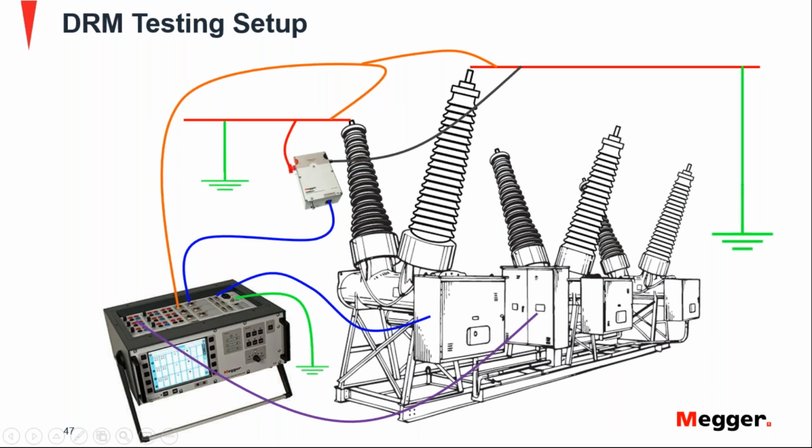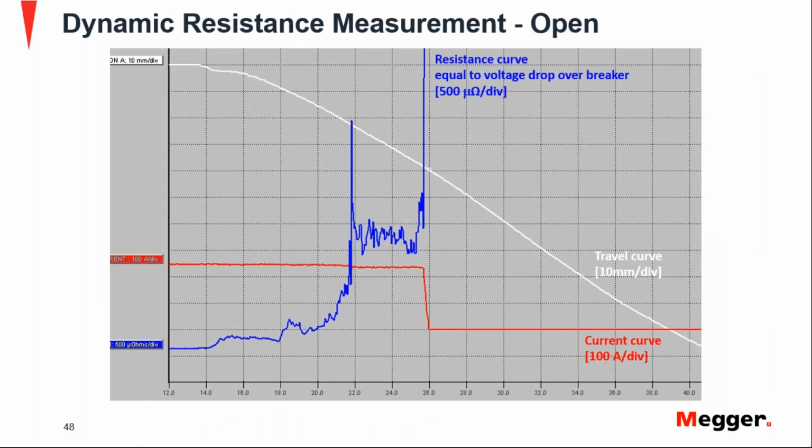As I mentioned before, you can do this test with both ends grounded, and you can also see the timing of the breaker, but it's not the best approach. Then what you get is this. This is the result that you get.